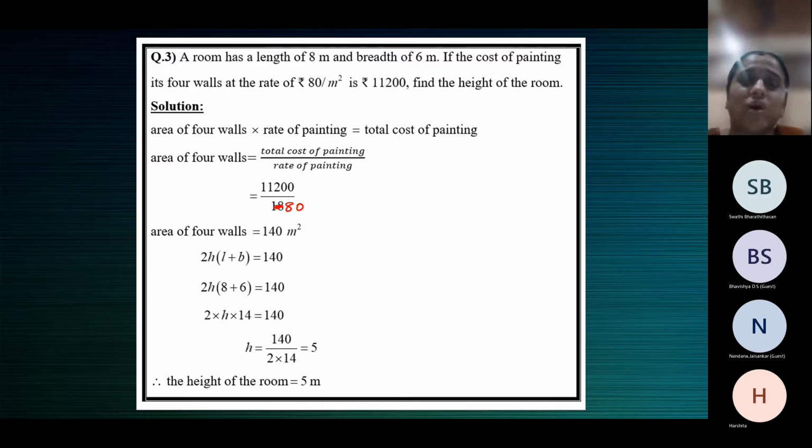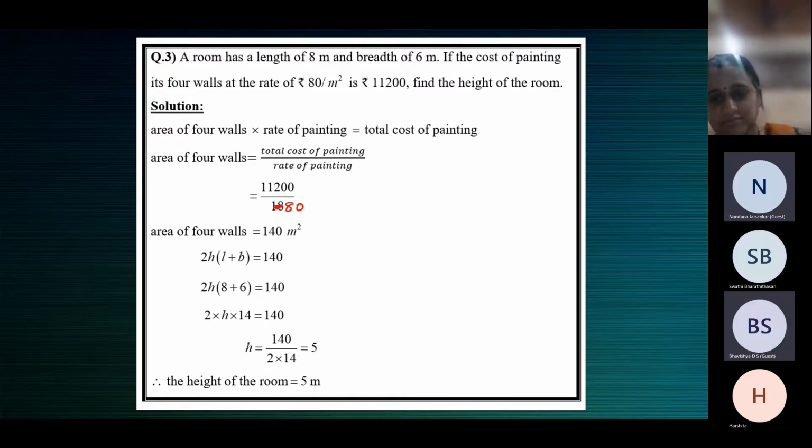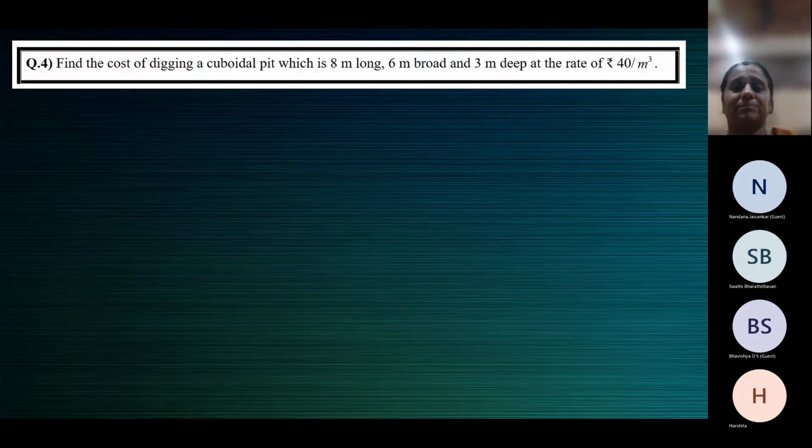What's the formula to find the area of 4 walls? 2h into L plus B. That is 140. Now substitute L and B and solve that equation and find h. So simple it is. Got it, children? Say yes so that I can go to the next one. Yes, ma'am.